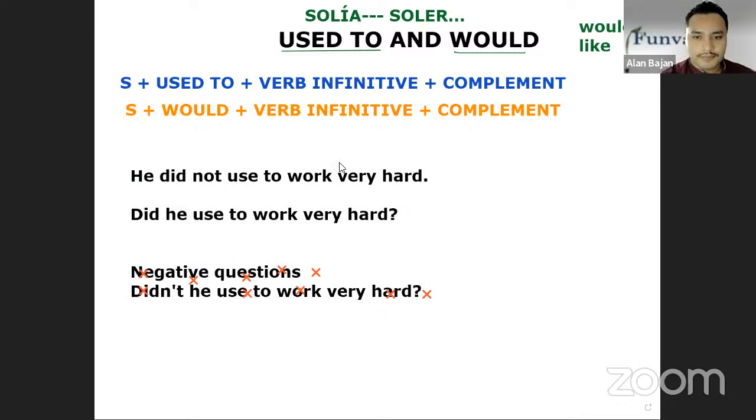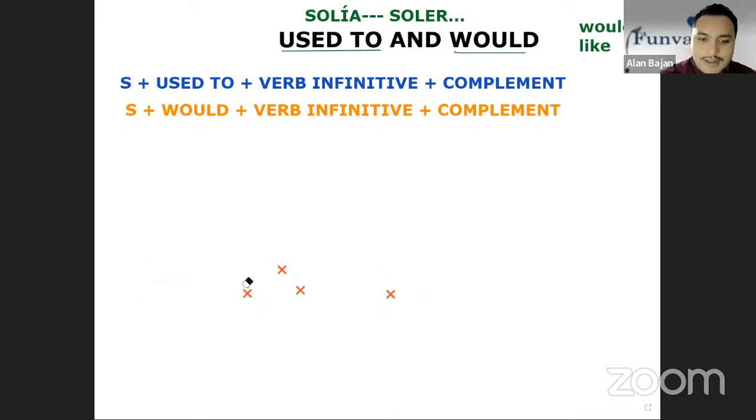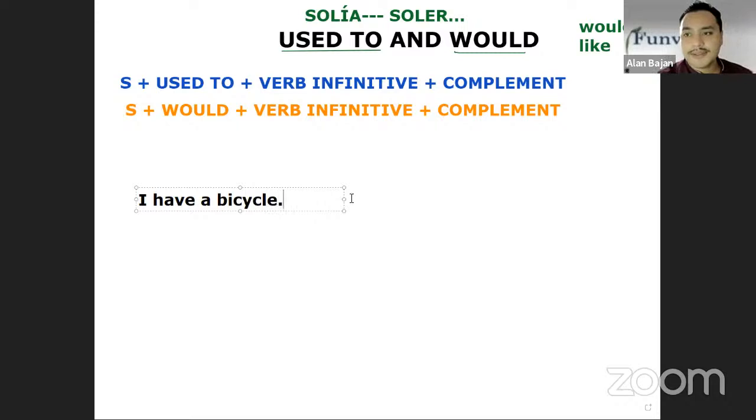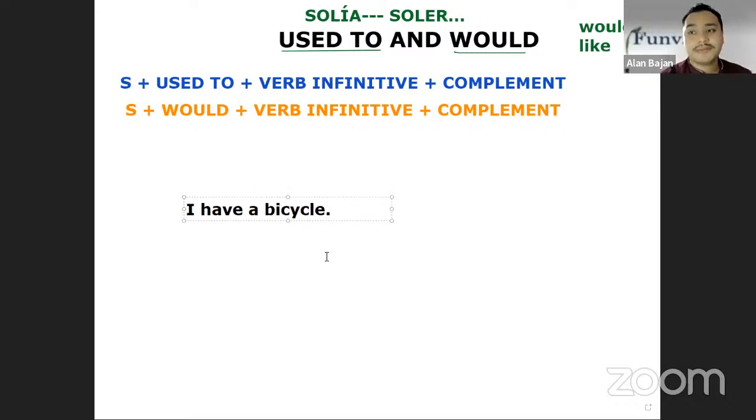Okay, let's delete everything. All right, so next one. I have a bicycle. Please write a sentence affirmative with used to in the chat.